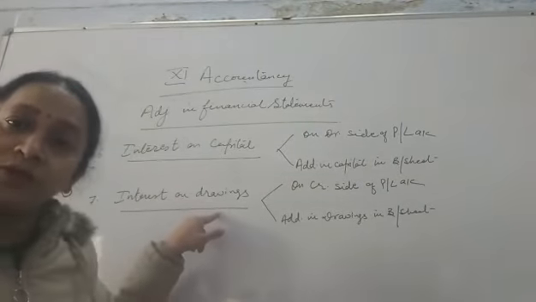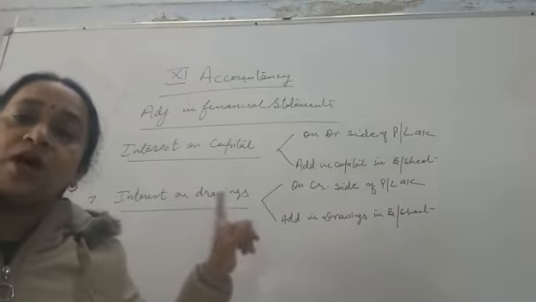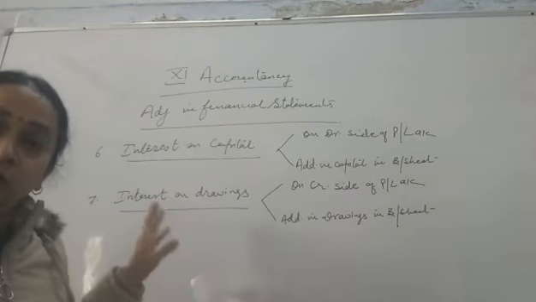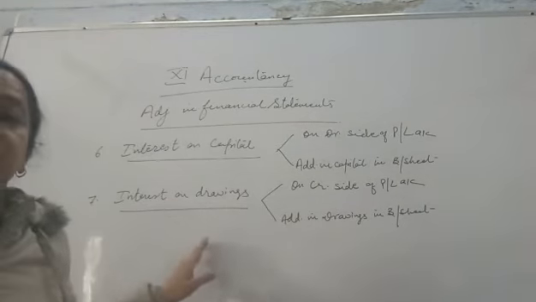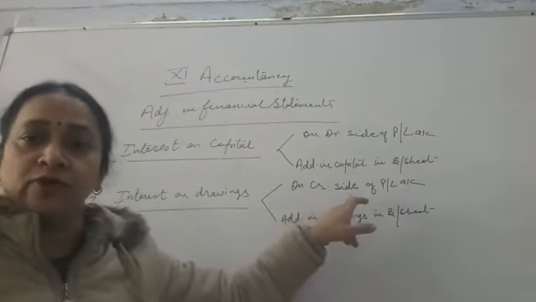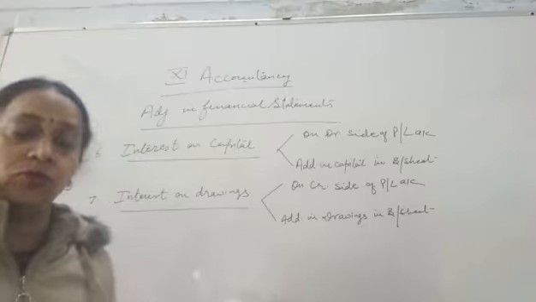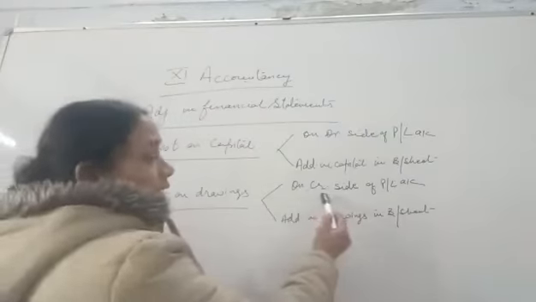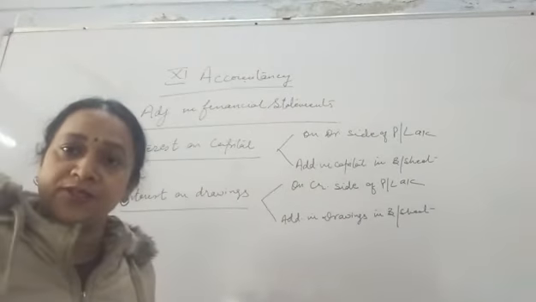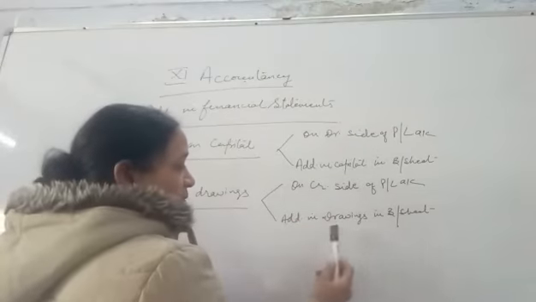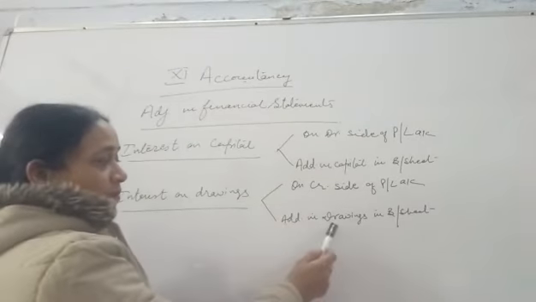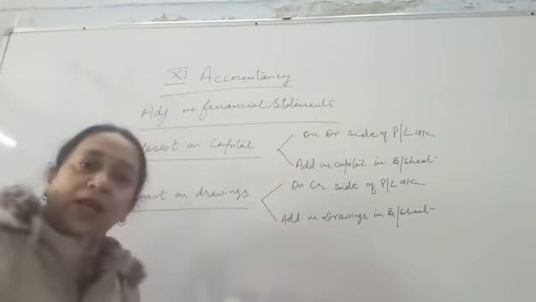It is an income for the business, because the business will charge interest from the proprietor if he makes any drawing. So it is an income for the business, and as per the nominal account rule, credit all incomes and gains, so in PL account it is to be shown on the credit side. And the second effect will be that interest will be added in drawings in the balance sheet.